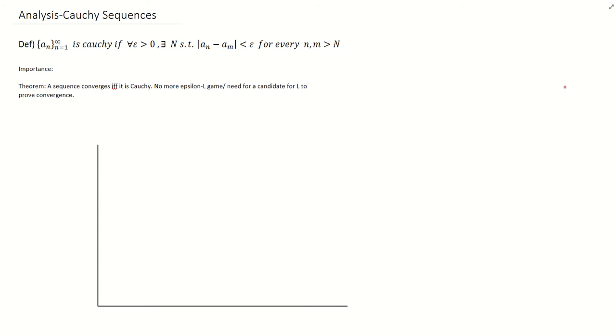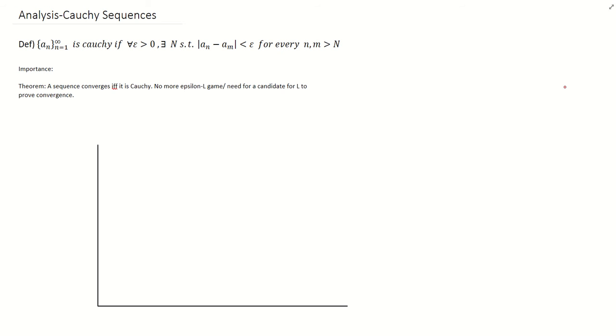Now, before we get into actually proving that sequences are Cauchy, let's just try to digest what this definition means and figure out what the importance is. Because if you understand why you're using this, it makes it a lot easier to write the proofs to prove something is Cauchy, in my opinion. So let's start with what the importance is.